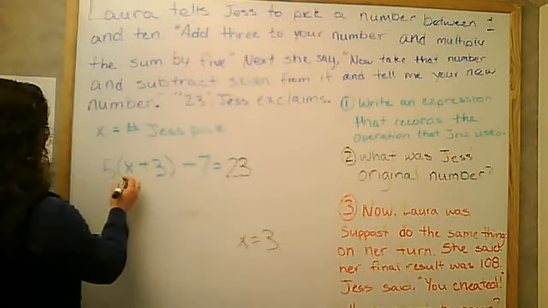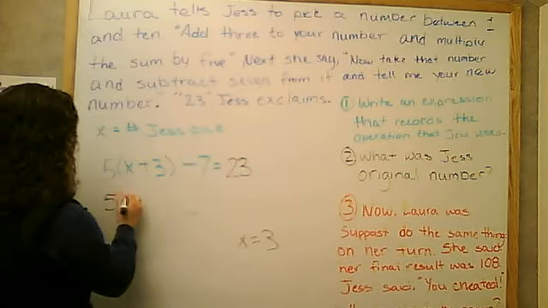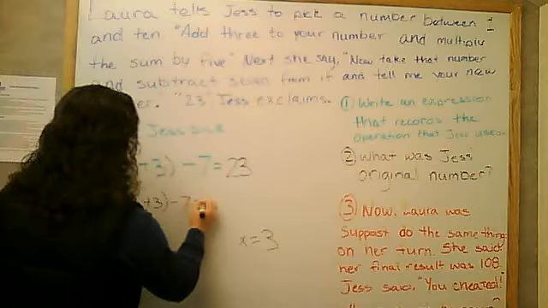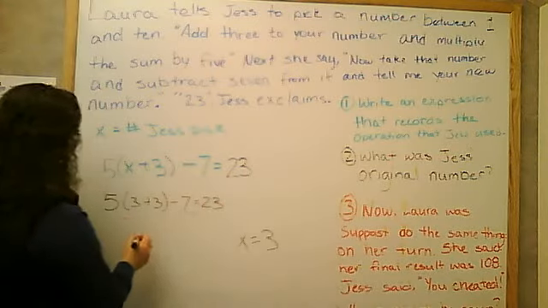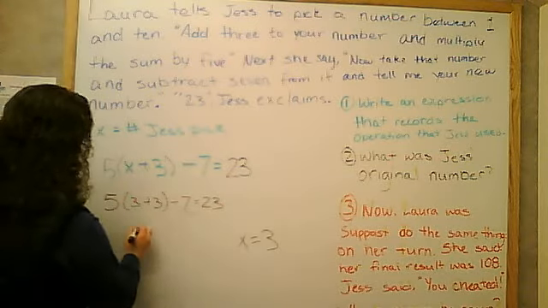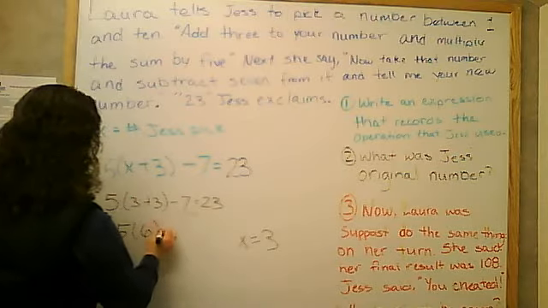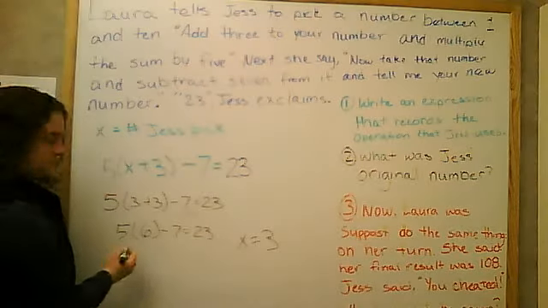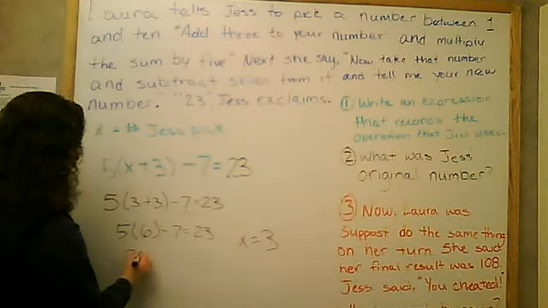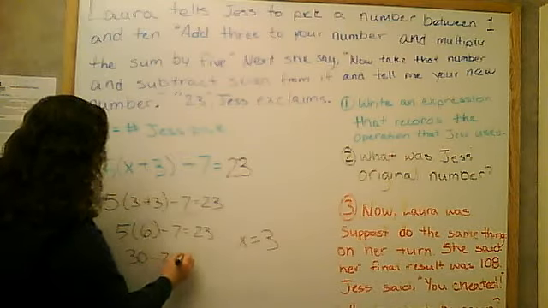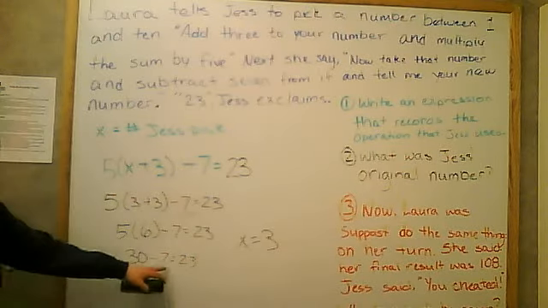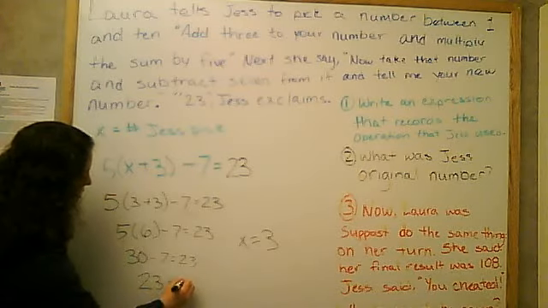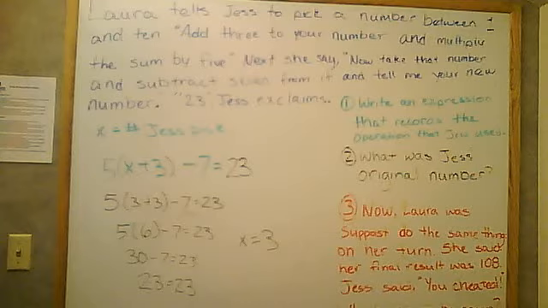Alright, so we'll put in 3 here, so we have 5 times 3 plus 3 minus 7 equals 23. Okay, so let's check. We have 6 times 5, we're going to get equals 30, minus 7 equals 23. Now when we go 30 minus 7, we get 23 equals 23. So we know our equation checks out.